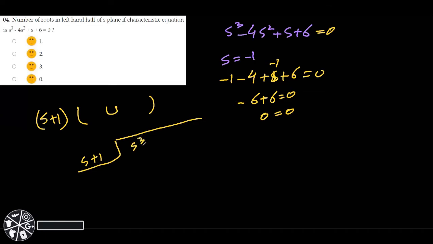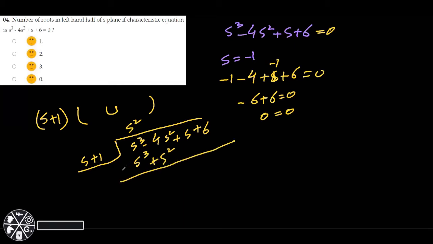This will be S cube minus 4S square plus S plus 6. So if I multiply it by S square, it will be S cube plus S square. This will be plus, minus, this will be minus, so this will be cut out, minus minus, so this will be minus 5S square plus S plus 6.